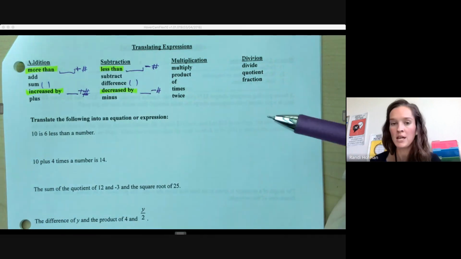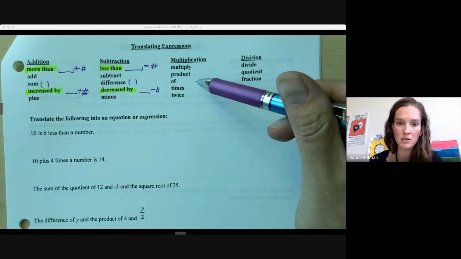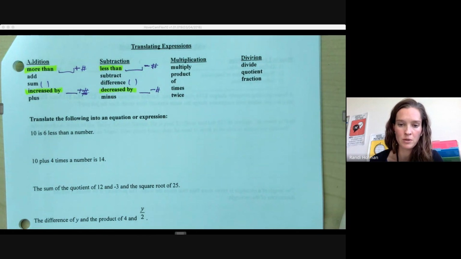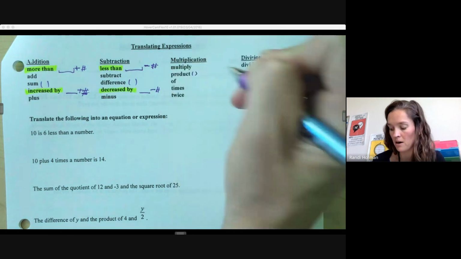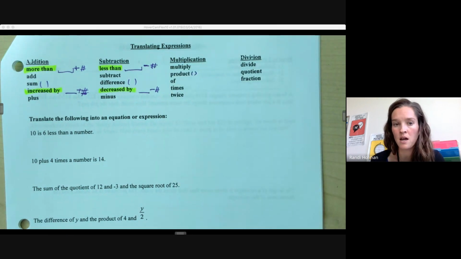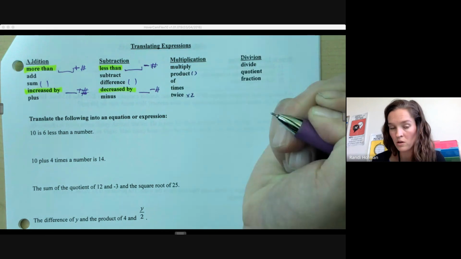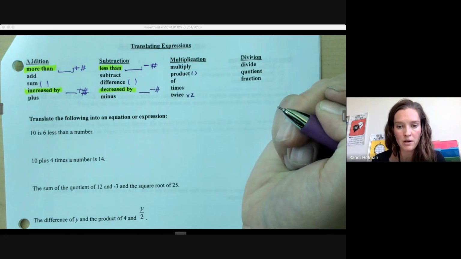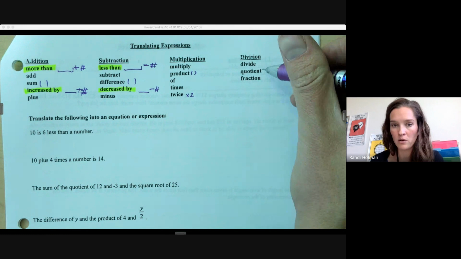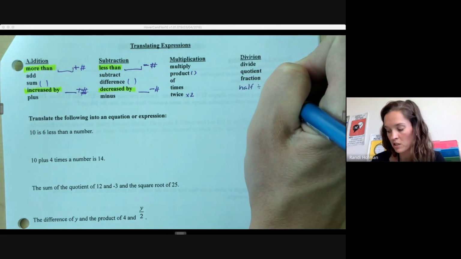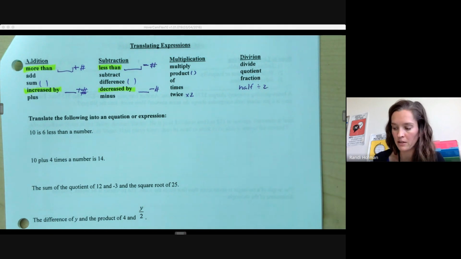Okay, multiplication, obviously multiply. Product is the answer to that multiplication problem. So I want to make sure we do that product first. Most of the time that's not an issue because we're going to multiply before we add or subtract. But if you do have any exponents involved, that product should also go in parentheses. Of is sometimes a multiplication word. Times, twice is specific. It's times 2. Tripled, times 3, those types of words. Division: divide, quotient, fraction, half is divide by 2. Those are things that we want to include.